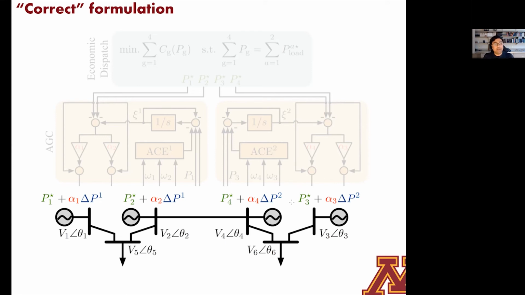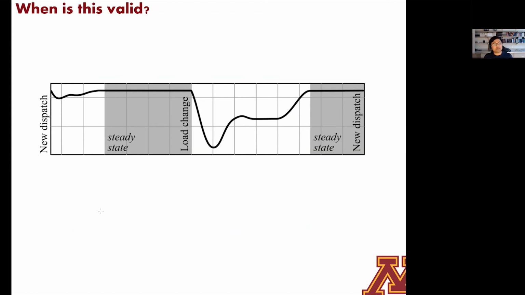All right. So when you collect all these nonlinear equations and you specify what the real power injections have to be, the right way to do it that respects economic dispatch, that respects AGC, that respects the operational layers of the power system at time scales that are relevant to when the power flow problem is actually being solved for the voltages, is this particular formulation. So let's take a look at when this is actually valid, right? We talk about solving the power flow, but when is this whole thing valid?